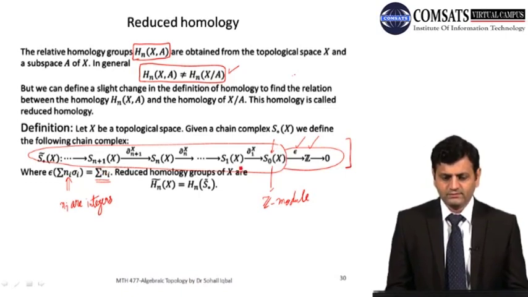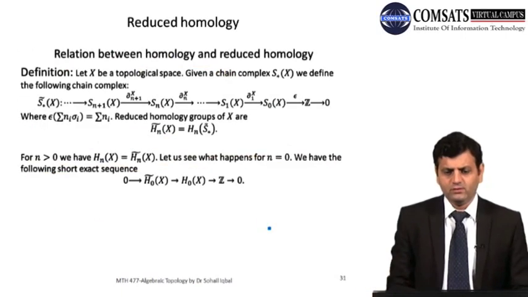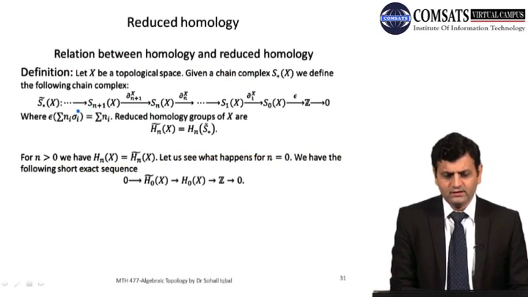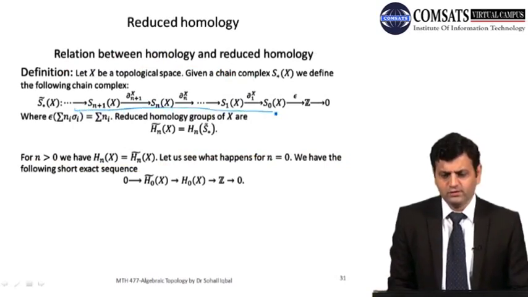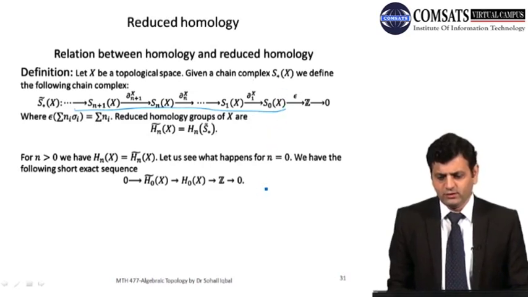Now let's see the relation between homology and reduced homology. Observe that in the case of reduced homology we have this longer chain complex, while in the case of normal homology the chain complex ends with 0, and this is the boundary map partial 0, this is the boundary map partial 1, and S1 of X.